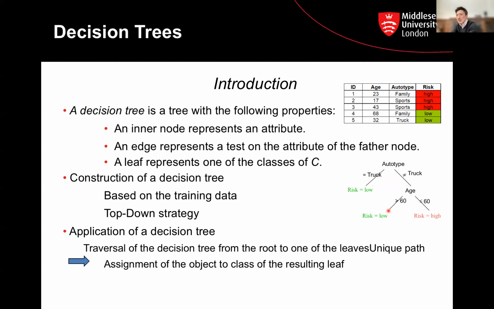And then when you need to use the decision tree, you start from the top and follow the path, and it will tell you what the result should be. It depends on the data. In this case, it would first check the auto type, whether it's truck or not. If it's not truck, you go down this side and then look at age, and depending on age, you choose one of these.